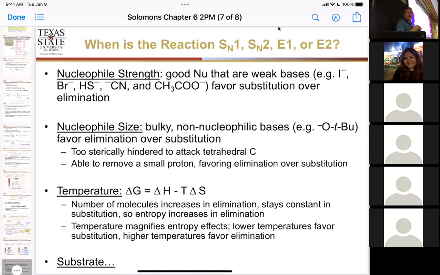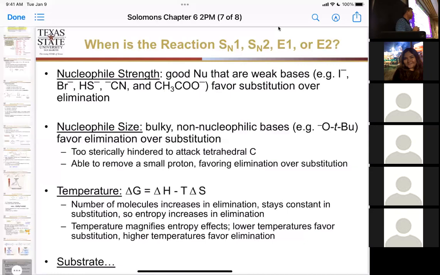Then we have to look at size, okay? And the reason we look at size is things like T-butoxide can't act as nucleophiles. They are a non-nucleophilic base, which means they can only act as base. So whenever you see it, you're gonna go, oh, base, elimination, I need to work on that. So that narrows down your choices.